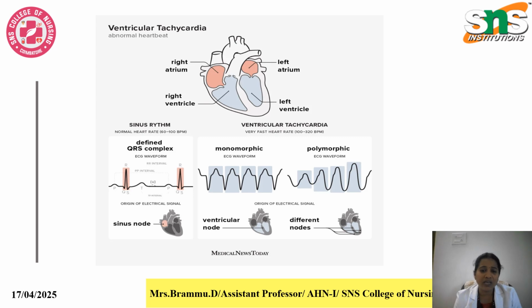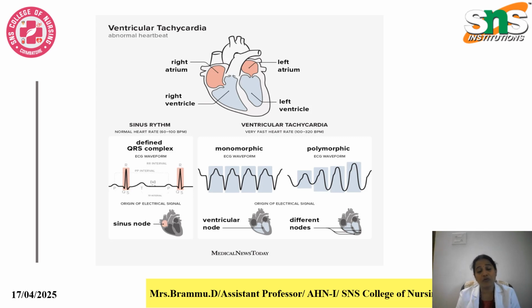Coming into the in-depth knowledge of what ventricular tachycardia is, when you analyze the picture shown above, it is the heart, which comprises 2 atriums and 2 ventricles. And of course we all know the rhythm is nothing but the PQRS complexes. And here the P wave is generated by the atrial depolarization.